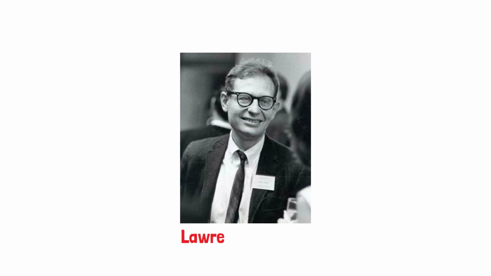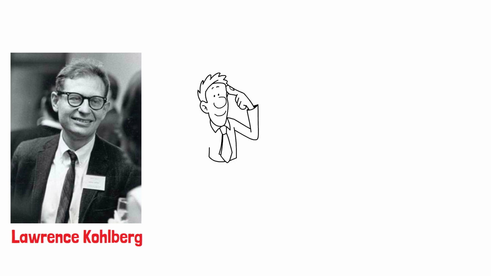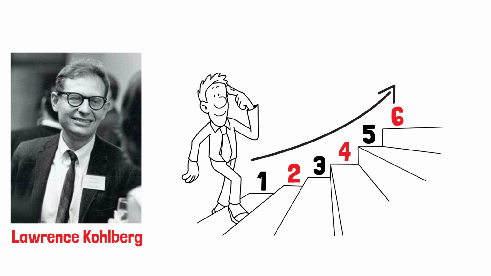Lawrence Kohlberg explains how individuals perceive and make moral judgments. His theory proposes that moral development occurs in 6 stages, each building upon the previous one. Just like climbing stairs, we ascend from a basic understanding of right and wrong to a more sophisticated moral compass. Now let's check at which stage of moral development you are in the light of Kohlberg's theory.